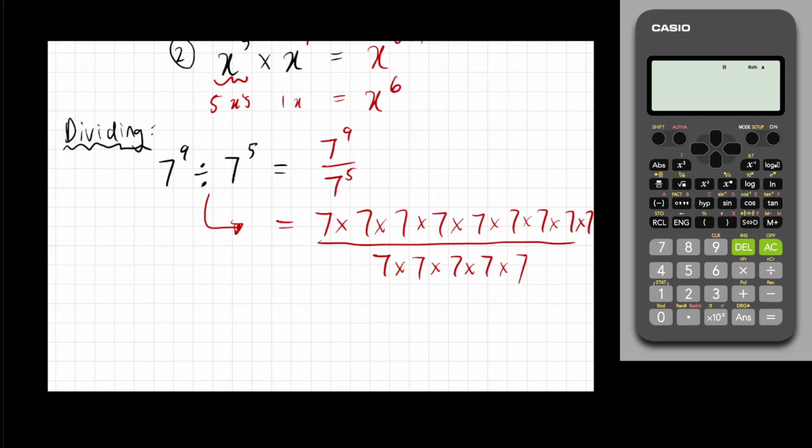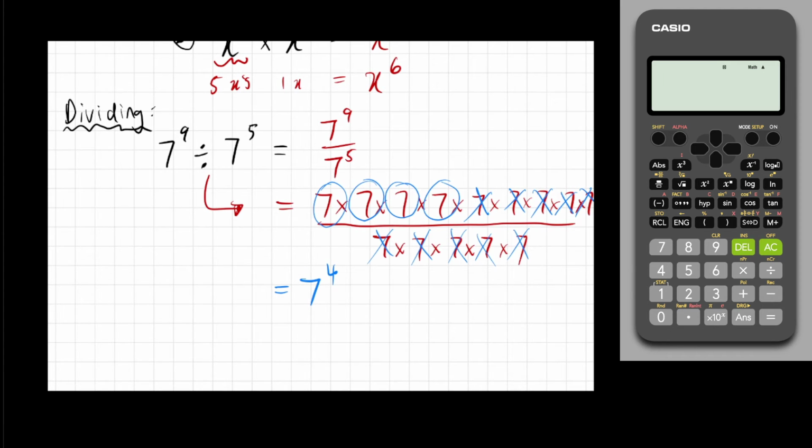So whenever I see a 7 on the top, I can cancel it out with a 7 on the bottom. So I've got 1, 2, 3, 4, 5 on the bottom, so I can cancel it out with 1, 2, 3, 4, and 5 on the top. So my answer is 7 to the power of 4, because there are 4 7s left over on the top.